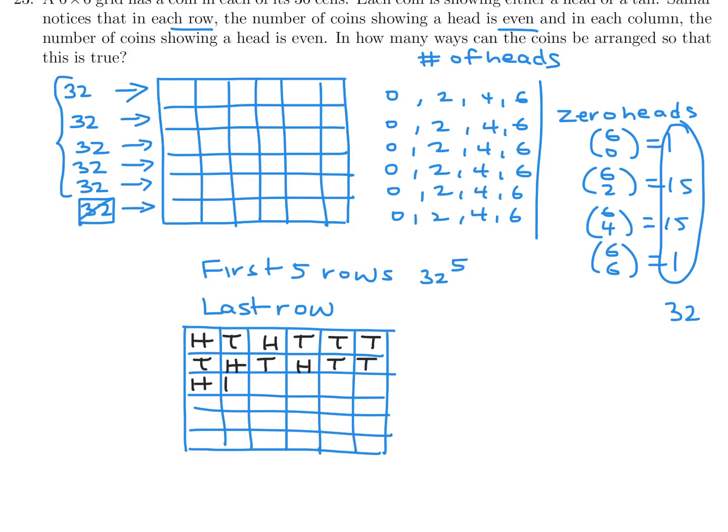This is 4, let's say, which is an even number. Next row has 0, let's say, but that's an even number also. Next row, 2. And then now we will talk about the final row.